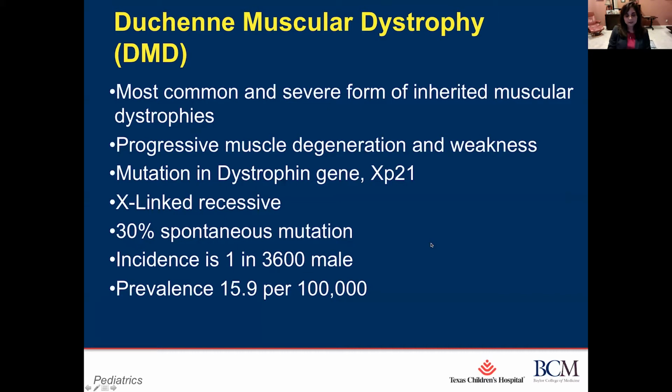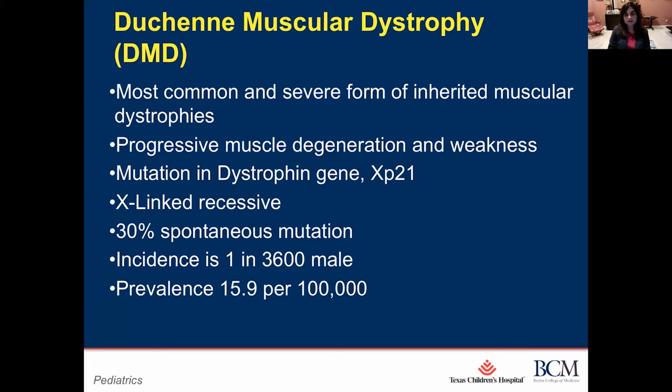Before I start my presentation on gene therapy, I would like to give you a brief overview about Duchenne muscular dystrophy and its current treatment. As you all know, it's the most common and severe form of muscular dystrophy, which is inherited and runs in the family as an X-linked recessive disorder. Most of the time, the mother is a carrier, but a patient can have a spontaneous mutation 30% of the time.